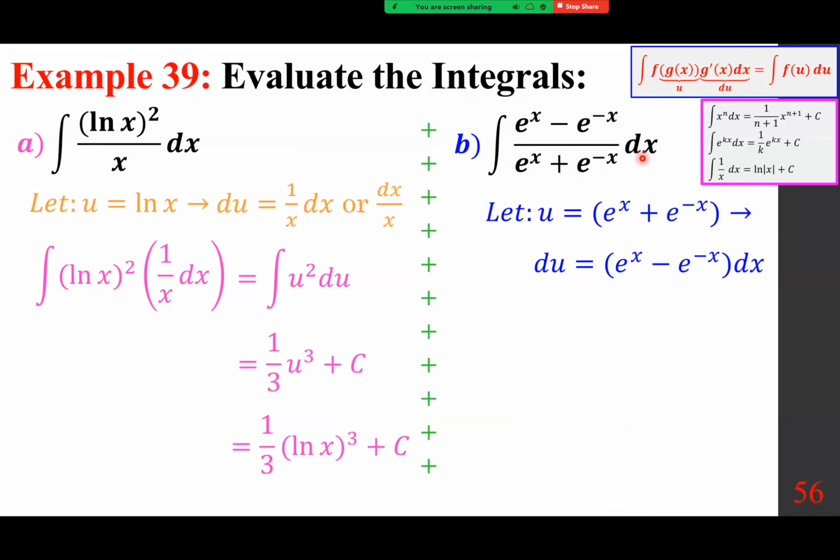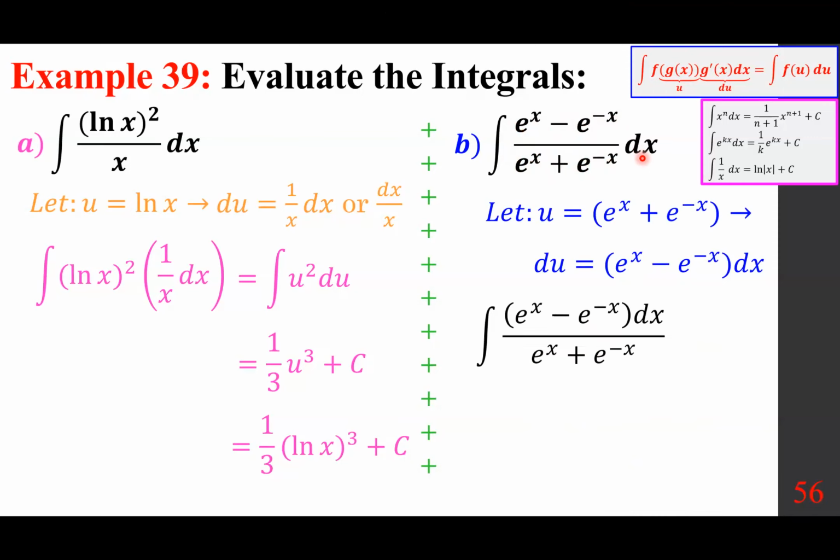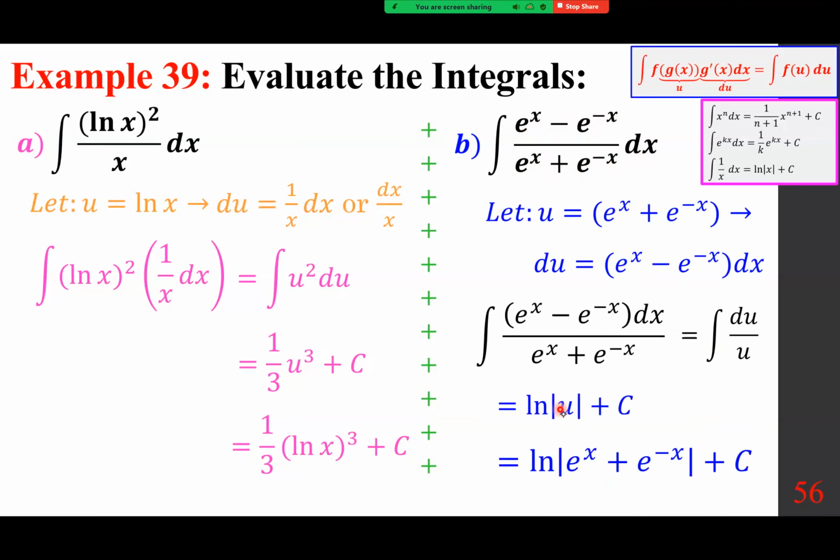Therefore, you're dealing with the natural log again. And of course, plus a constant, and you replace the u. Again, if you lose the absolute value, it's okay. You should know this expression is always positive. You could change it to an absolute value. That's your choice.